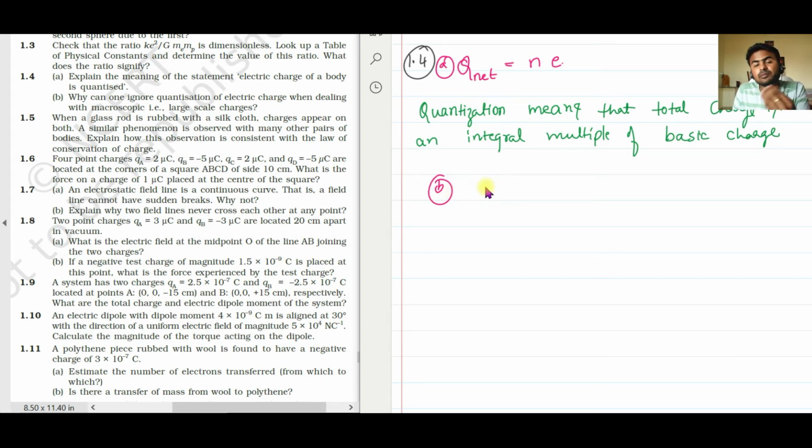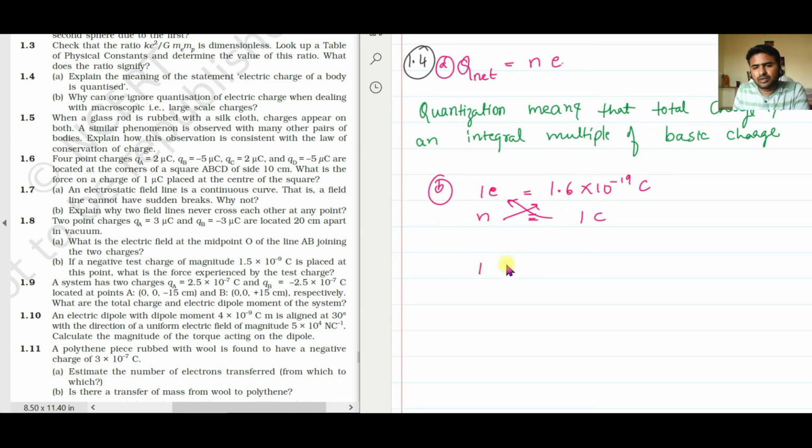Let us say, how many electrons will contribute to 1 coulomb of charge? I know 1 electron's charge is 1.6 into 10 to the power of minus 19 coulomb. Now I want to know 1 coulomb of charge will be contributed by how many electrons. Let's say n number of electrons will give you 1 coulomb of charge. So now you just cross multiply it.